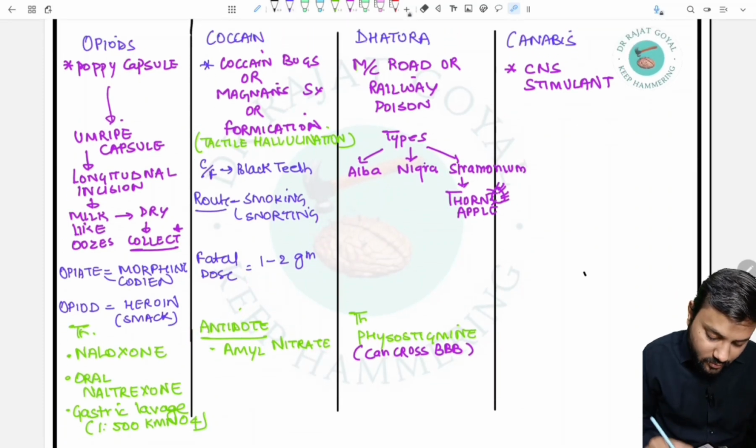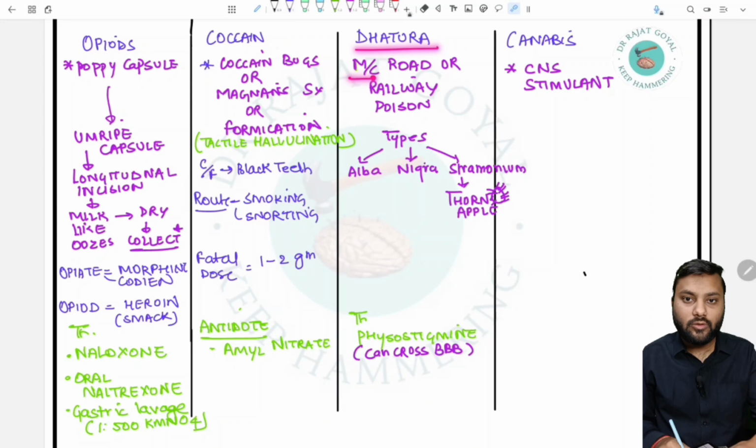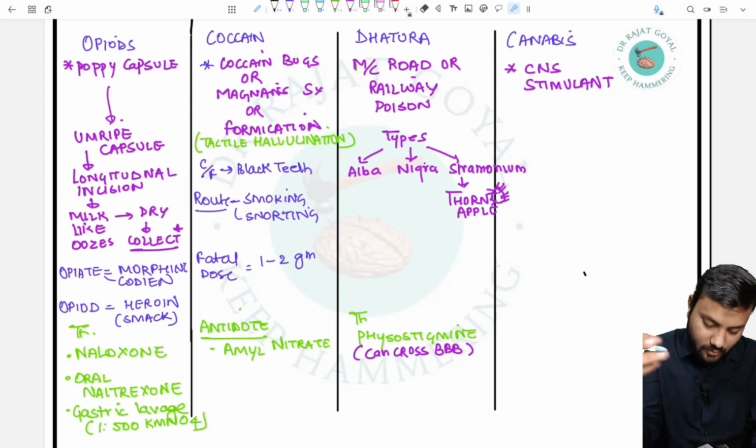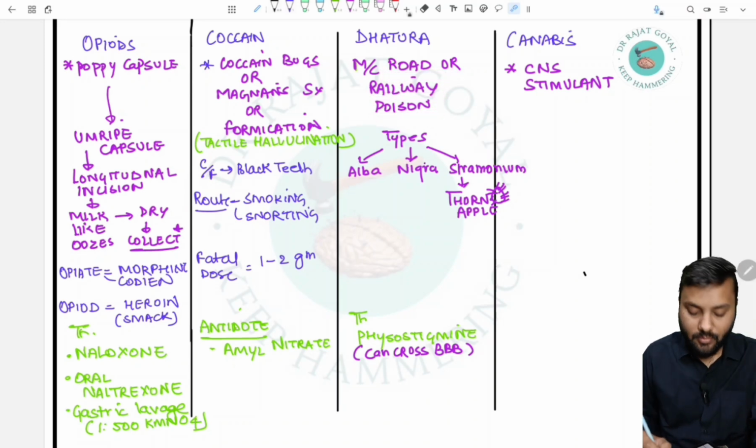Now we talk about datura. Datura is the most common road or railway poison, as we have seen that while we are traveling, some persons such as babas, etc., will give you something to eat, and then you will become unconscious, and they will take away your luggage, etc., or they will loot you. So it is used for railway poisoning. It is the most commonly used railway poison.